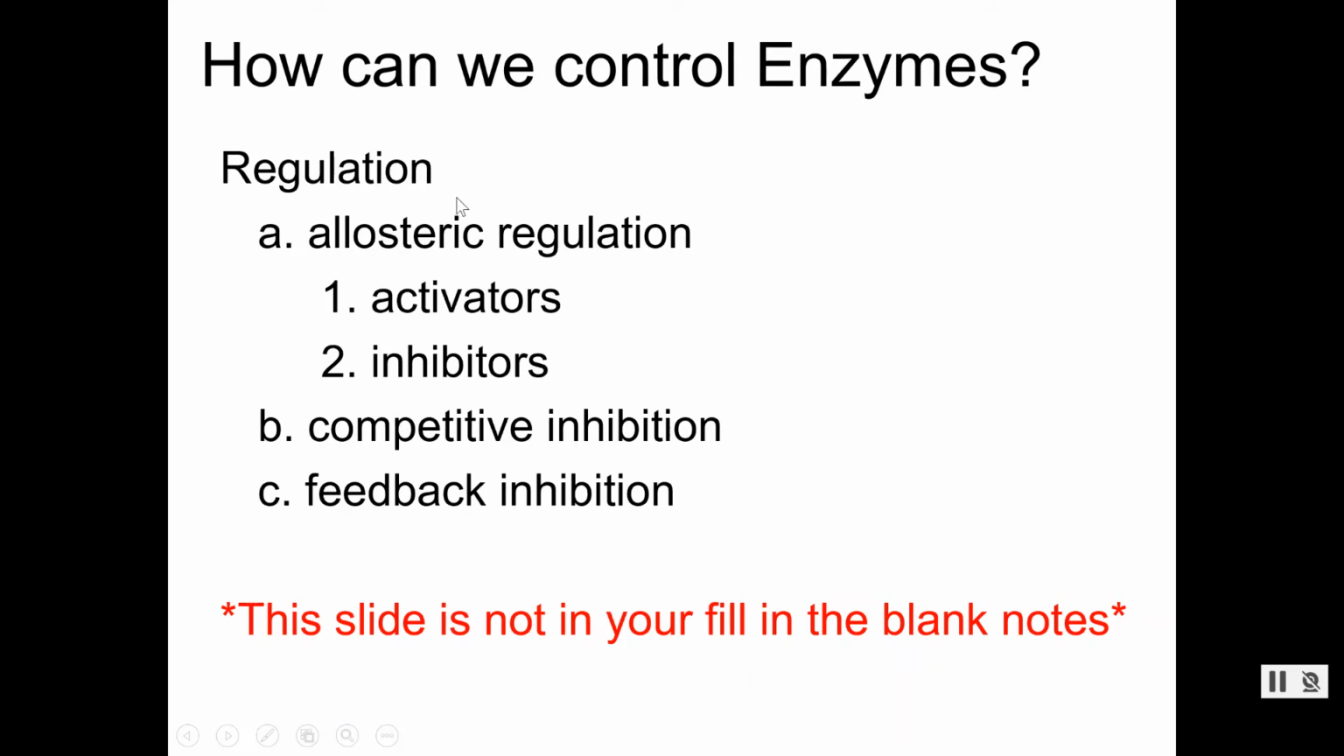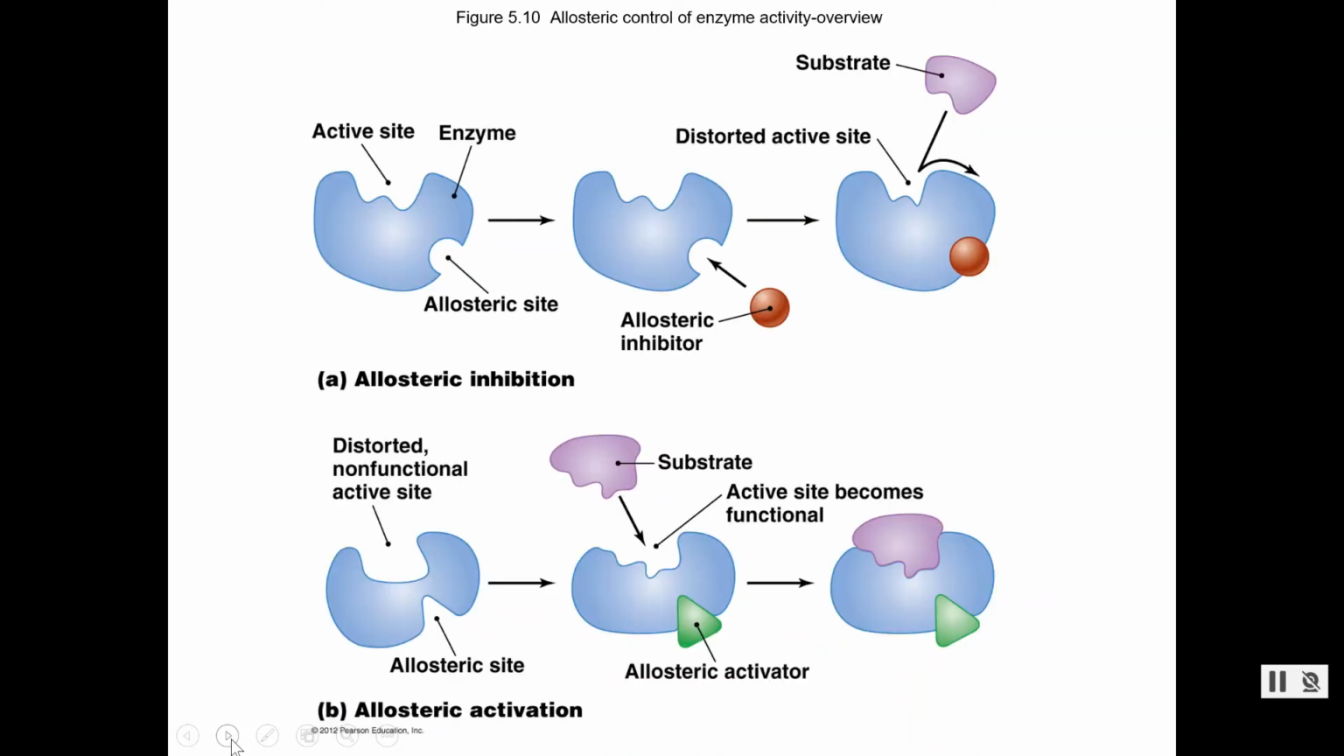All right, so we're going to talk about a couple of different categories. We're going to talk about allosteric regulation, and that has activators and inhibitors. We're going to talk about competitive inhibition and feedback inhibition. So let's do allosteric regulation first. Allosteric. The prefix allo means other. So this is an allosteric site. This is an other site. Other than what? This is a site on an enzyme. Well, other than the active site.